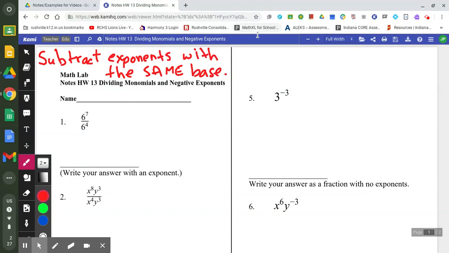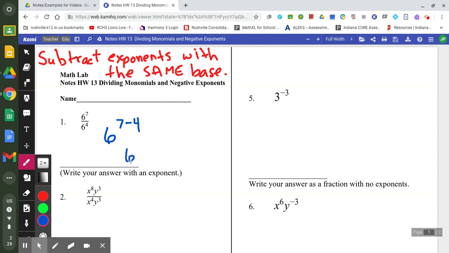This video is for homework 13 and it's covering dividing monomials and using negative exponents. So the rule we're going to use for dividing monomials is that we are going to subtract the exponents with the same base. So for number 1, that means that I have a base of 6 exponent of 7 divided by base of 6 exponent of 4. So I'm going to write that base of 6 one time, and then I'm going to subtract the exponents.